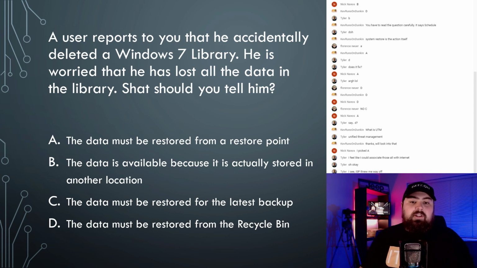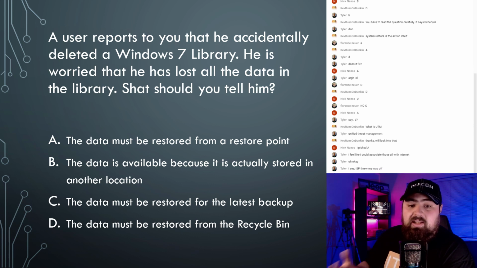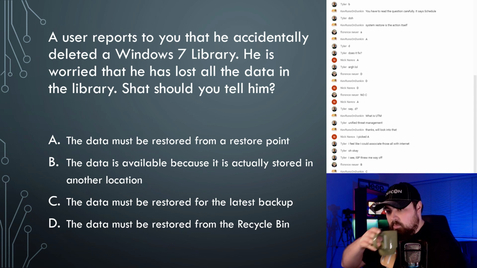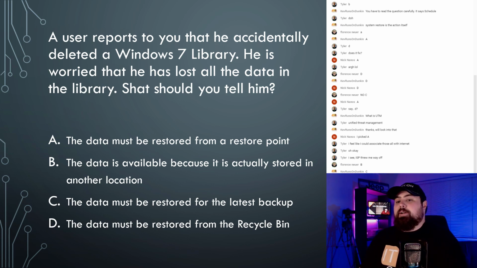Okay, so we have a user here. He accidentally deleted his Windows 7 library. He's worried that he's lost all the data. What should you tell him? A, the data has to be restored from a restore point. B, the data is actually available because it's stored in another location. C, the data must be restored from the latest backups. Or D, the data must be restored from the recycle bin. So, Windows 7 library. Hopefully that gives you a big hint.